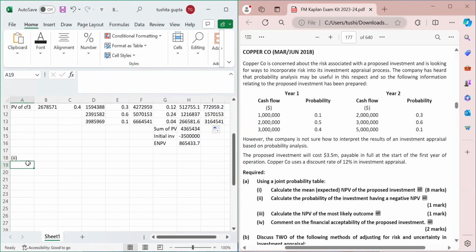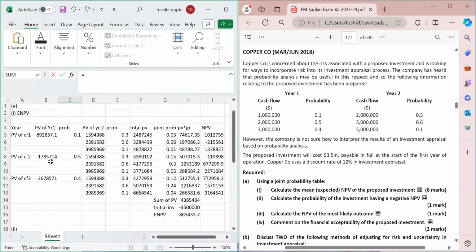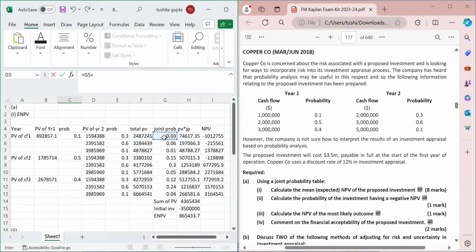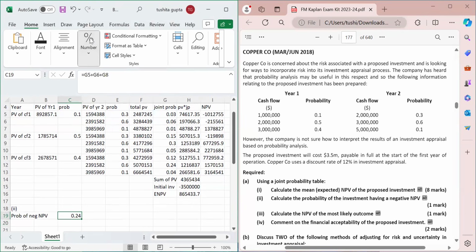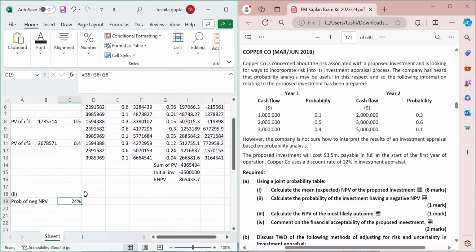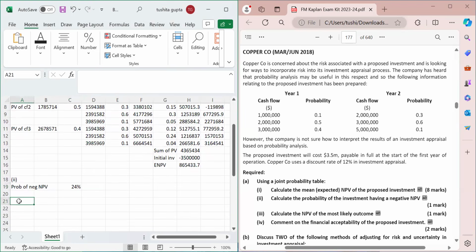You can show over here the probability of negative NPV, and then you can link it through the formula so that the examiner knows how you have found it. So you take this one plus this one, and then you add the other one which has a negative value, this over here. This gives you 0.24. If you want, you can also convert it to a percentage: there's a 24% chance that you have a negative NPV. Now let's talk about the most likely outcome.